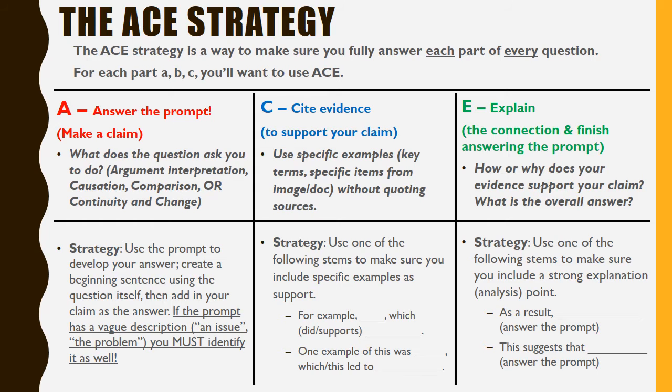E stands for explain. This is the connection and finishing the answer. You must answer the question, how or why does your evidence support your claim? The strategy I want you to use here is you're going to use one of the following stems to make sure you include a strong explanation. As a result, blank, or this suggests that blank.